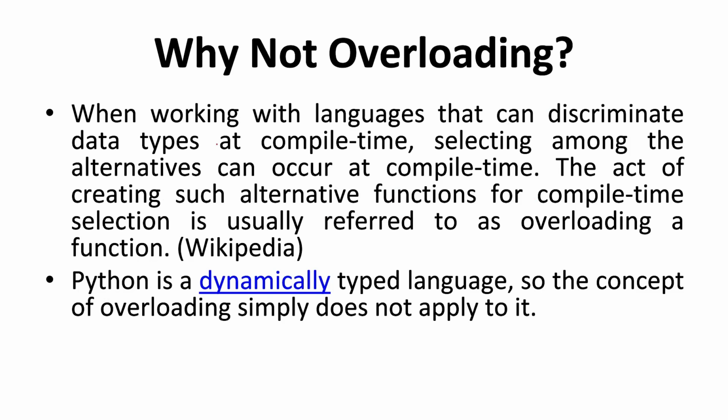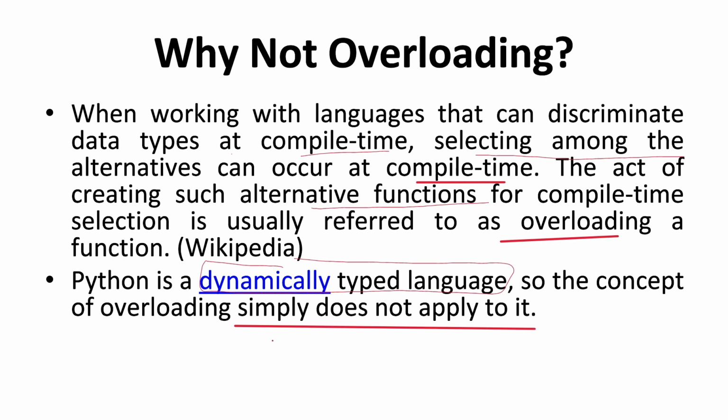Now read, this is a very important thing. This will summarize everything. When working with languages that can discriminate data types at compile time, selecting among the alternatives can occur at compile time. The act of creating such alternative functions for compile time selection is usually referred to as overloading. Python is a dynamically typed programming language, so the concept of overloading simply does not apply to it, right? So what we can do in this case is do it only based on the number of arguments, instead of int a, int b, float a, float b, right? Instead of this we have to use it in this way, right?